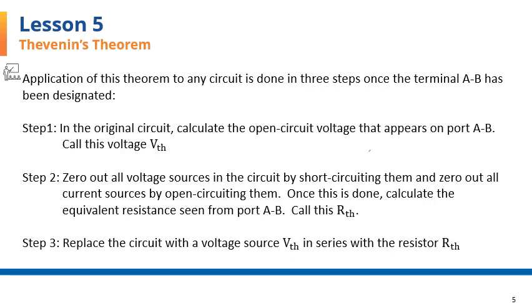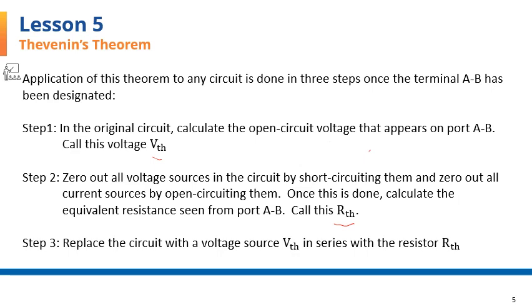There are three steps in finding the Thevenin equivalence of any circuit. In the first step, we'll find the open circuit voltage that appears on terminal AB of the original circuit. We'll call this voltage VTH, which stands for Thevenin's equivalent voltage. In the second step, we zero out all independent sources in the circuit and calculate the equivalent resistance seen from the terminal AB, and we'll call that equivalent resistance R sub Th, or Thevenin's equivalent resistance.